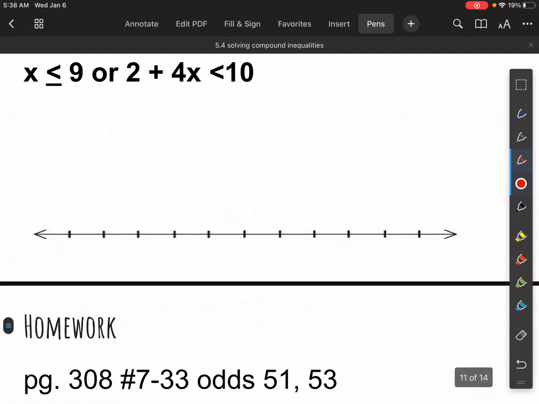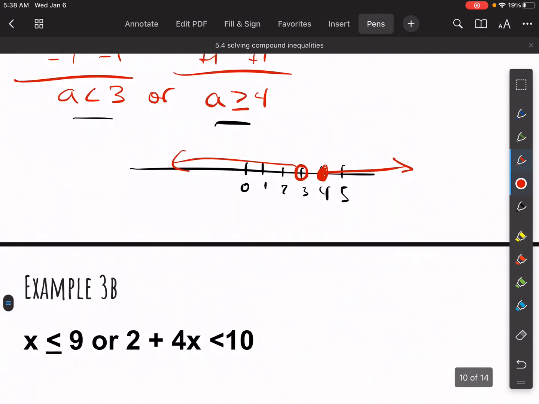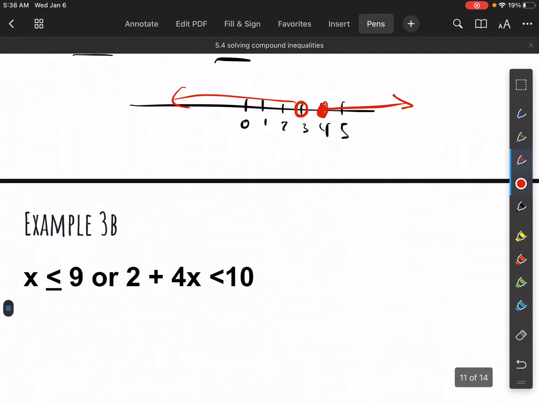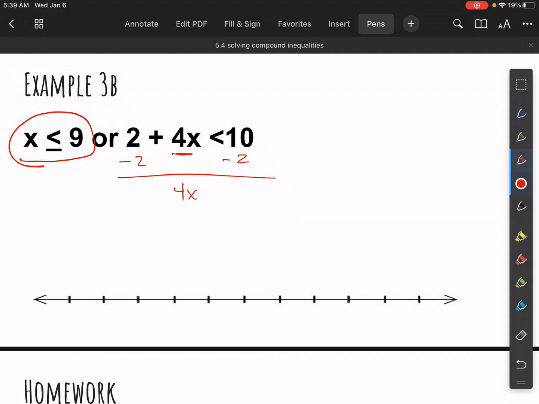All right, here's 3b, and I think this is one where it's an or statement, but I put in one here where they go just the same direction. So let's take a look at this one. Notice this one's already solved for me. So we have x is less than or equal to 9. Let's see what we get on the other side. So to get this x by itself, I have to subtract 2 from both sides, and we get 4x is less than 8. Okay, then we divide both sides by 4 to get x by itself, so we have x is less than 2.